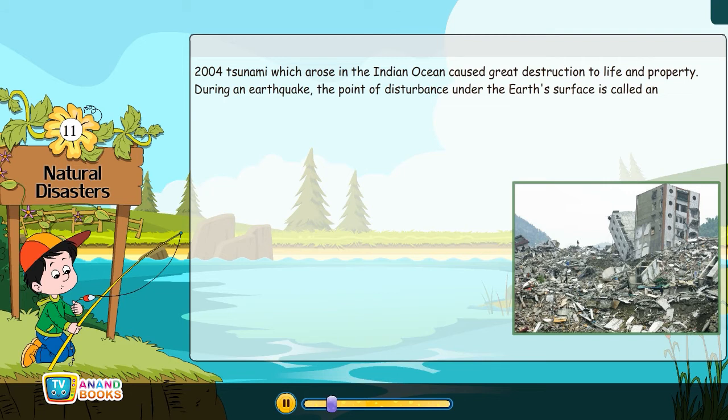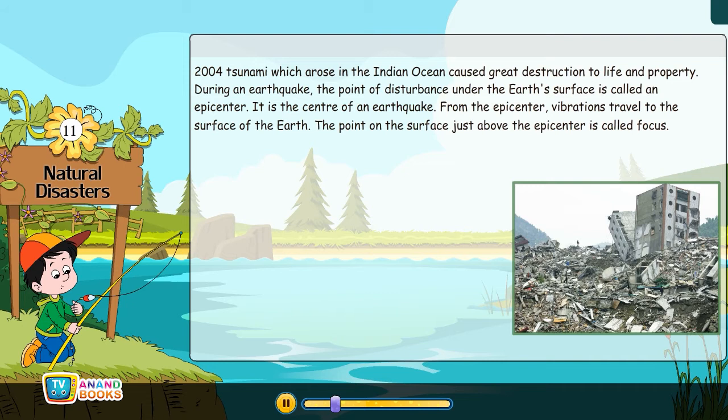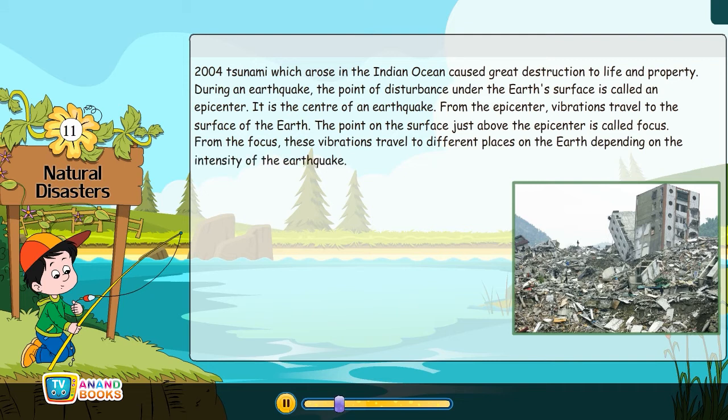During an earthquake, the point of disturbance under the earth's surface is called an epicenter. It is the center of an earthquake. From the epicenter, vibrations travel to the surface of the earth. The point on the surface just above the epicenter is called focus. From the focus, these vibrations travel to different places on the earth depending on the intensity of the earthquake.